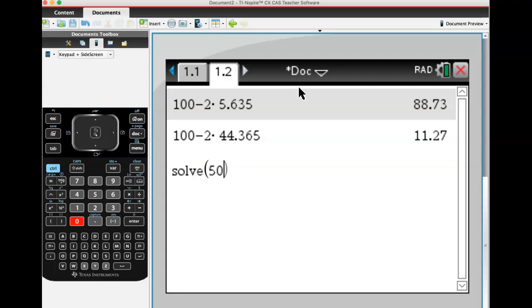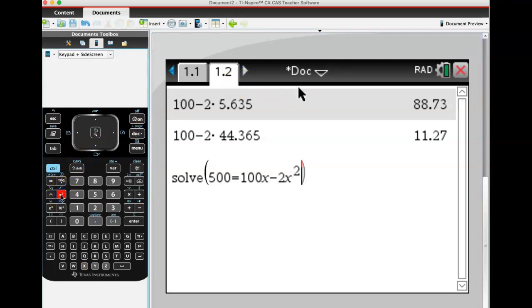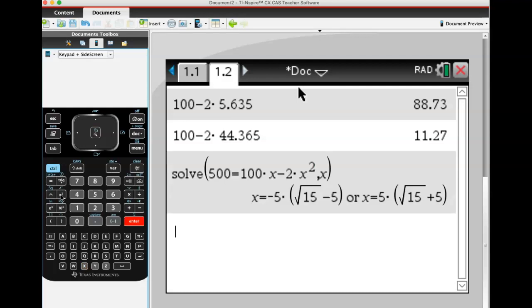When is the area 500 feet? When is that equal to what my function was? I can type in either version of the function I have, but I'm just going to say 100x minus 2x squared, okay? Then we hit a comma and tell it what variable we want to solve for, x. Watch the magic going on here. We don't have to graph it. We just hit enter. Bada bing.